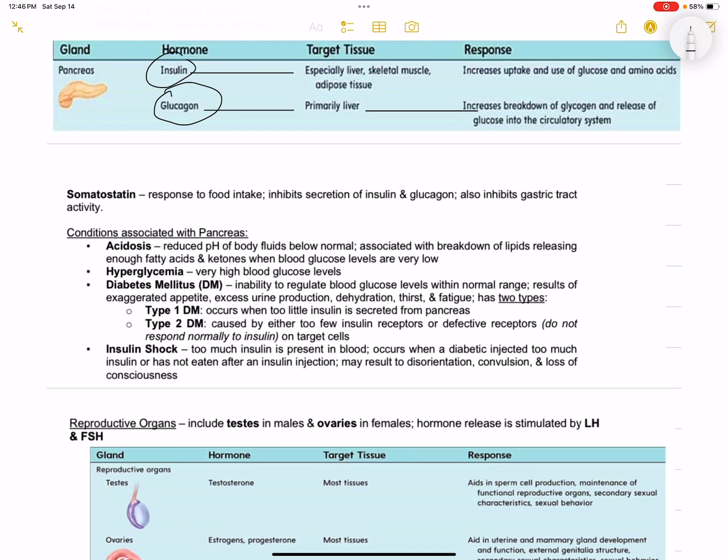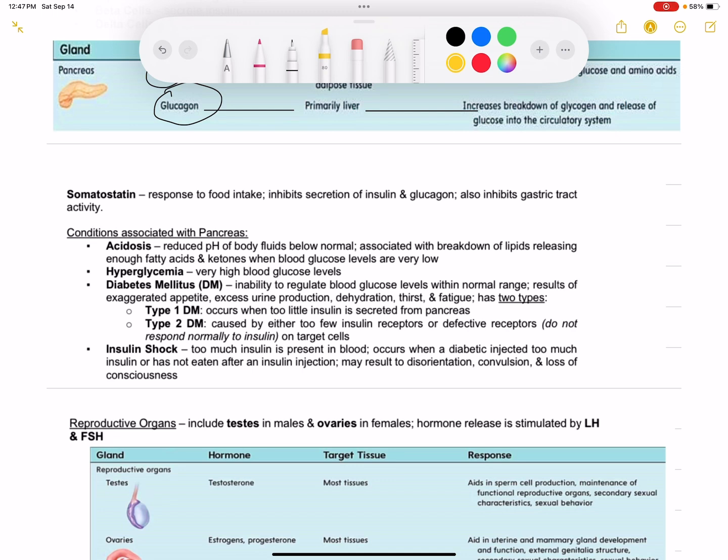Diabetes mellitus, so ang DM, inability to regulate glucose within normal range. So, results of exaggerated appetite, excess urine production, dehydration, thirst, and fatigue. And has two types. So, we have type 1 diabetes mellitus, occurs when too little insulin is secreted from pancreas. And type 2 DM, caused by either too few insulin receptors or defective receptors that do not respond normally to insulin or target cells, ang DM2. Okay?